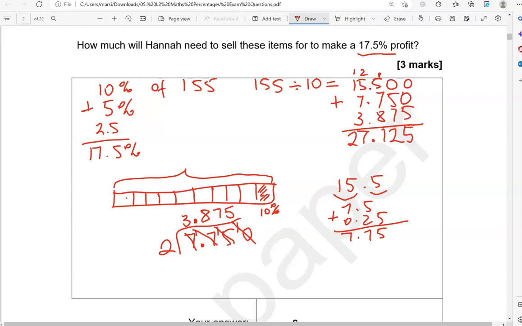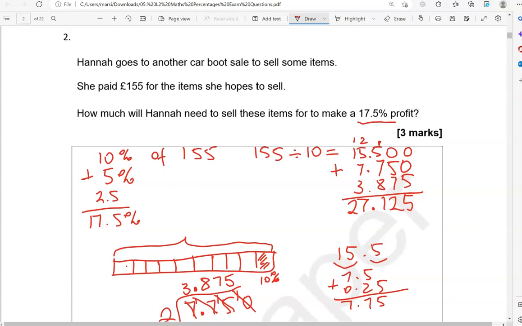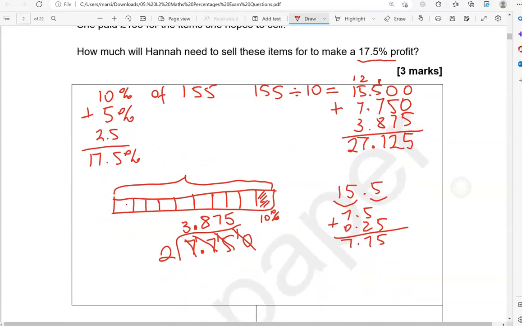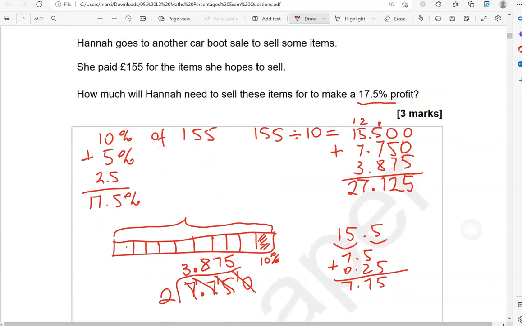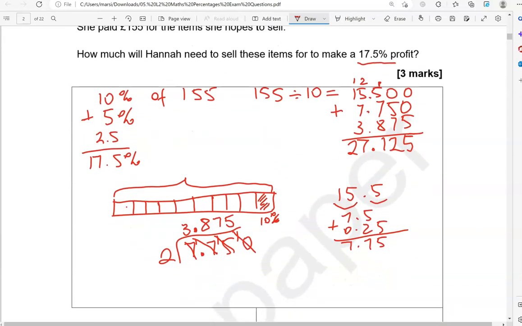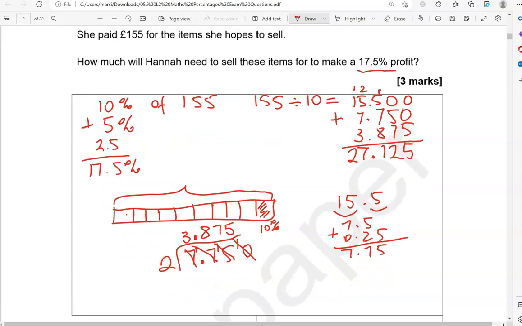So 27.125. So 17.5% of £155 is 27.125. So that's the profit that Hannah will need to make. So that's going to go on top of the £155.